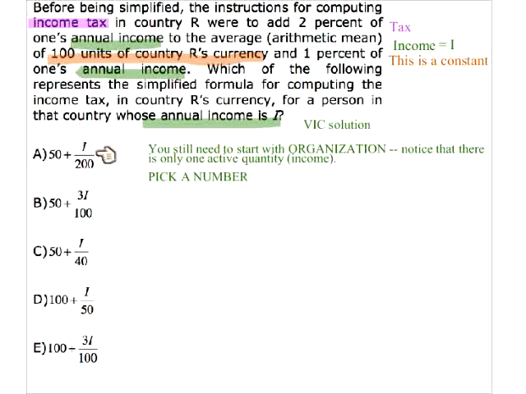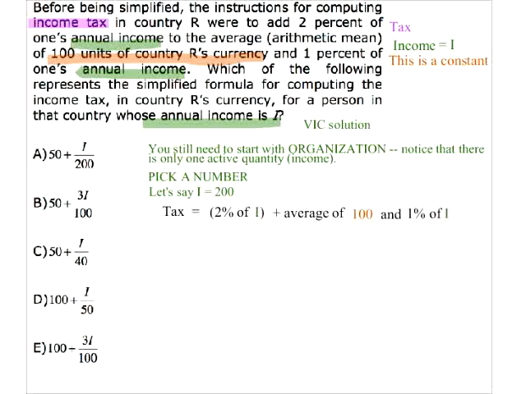Now let's look at what's going on here. We need a number that 200, 100, 40, 50, and 100 all go into. So 200 is nice for that. Let's say that income is 200. Then you want to do the same thing that you did before, which is your tax is 2% of I plus the average of 100 and 1% of I. Let's move that stuff up there a little bit. But now we have a number for I. I is $200, or reais or pesos or whatever it's 200 of.